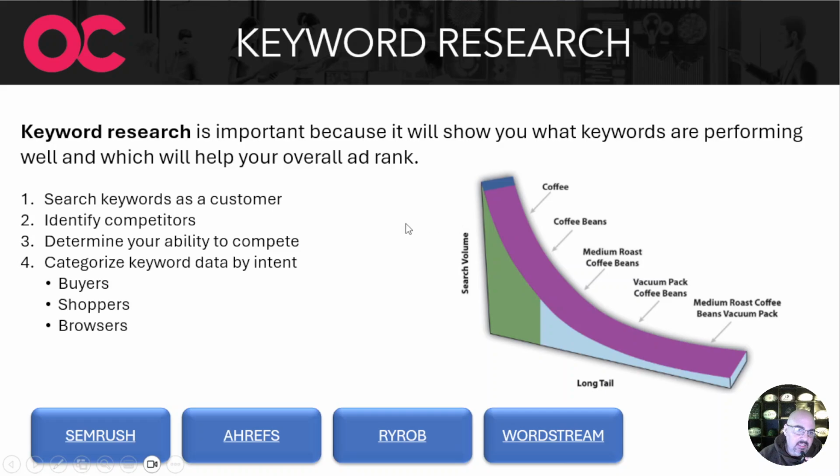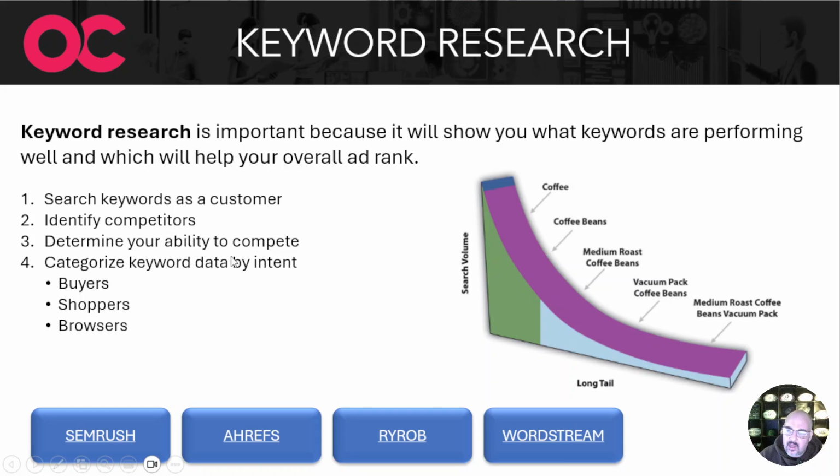So a couple of different things. Are we looking for buyers, people actually ready to buy? So as I mentioned, those long tail searches like medium roast coffee beans vacuum pack. Are they shoppers? Are they looking around to compare things? That might be the medium roast coffee beans. Or are they just browsing? Maybe they're just in the coffee bean area there as well.